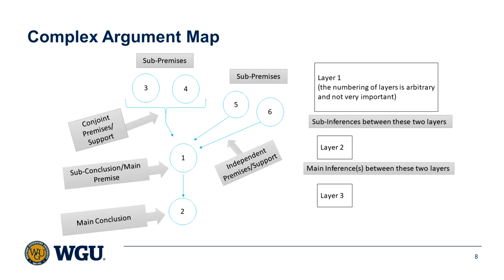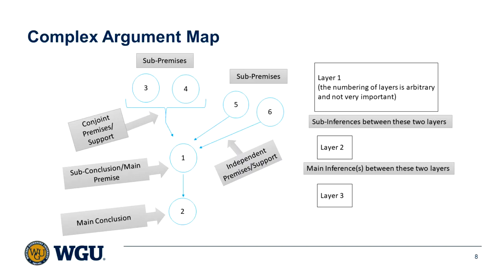Main premises do lead directly to the main conclusion. Conjoint support we denote with a single arrow coming from a line under each of the premises involved. And independent support we denote with several individual arrows, each coming directly from the premises involved.